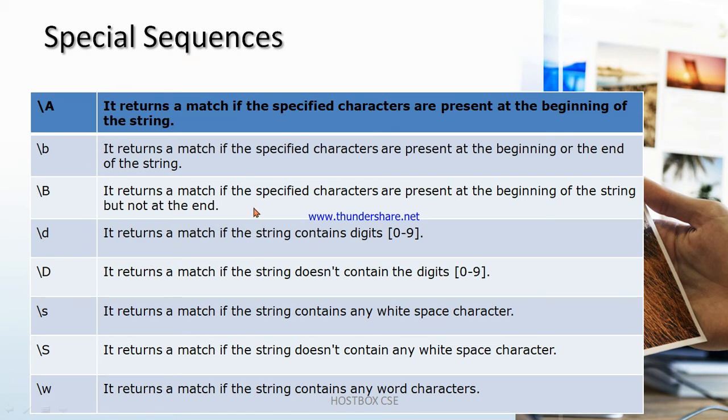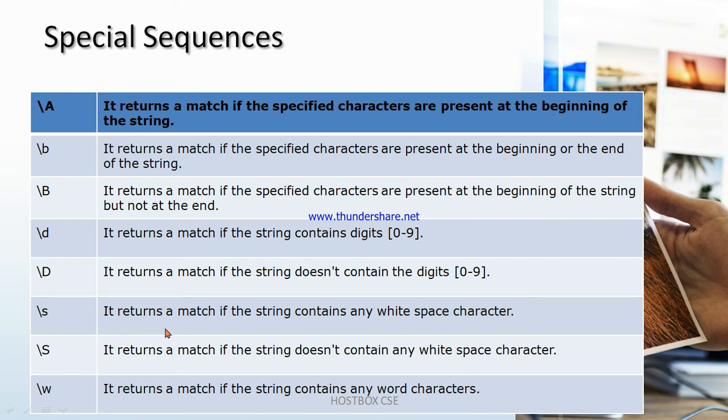Another is \B, which returns a match if the specified characters are present but not at the beginning or end of the string. Similar to \A, it is just checking the beginning of the string. Then \d returns a match if the string contains digits 0 to 9. If digits are available, it will print the match, otherwise not. And capital \D returns a match if the string does not contain digits. For example, I am going to search for the number 11 in the string. If the match does not contain digits, it will return the match. So 11 is not there, so it returns a match like that, otherwise not.